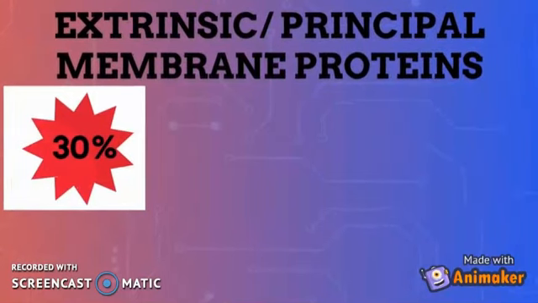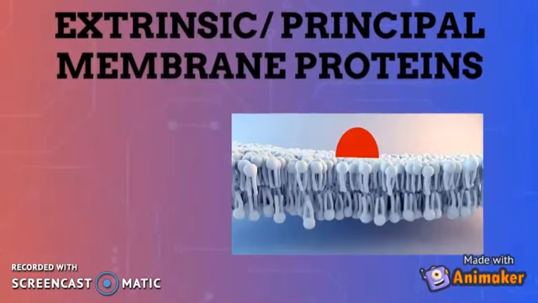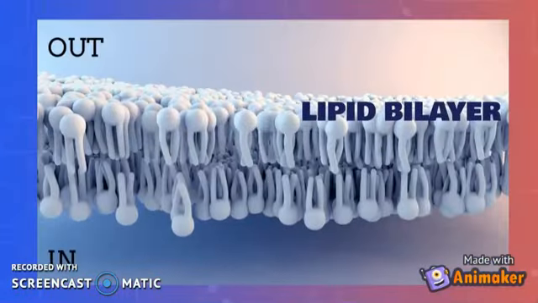The extrinsic or principal membrane protein constitute 30% of the membrane proteins. They are found on the surface of the membrane and do not penetrate the membrane. They form electrostatic or hydrogen bonding with the polar portions of the intrinsic protein or the polar components of the cell membrane. Now, let us see how the proteins are attached to the membrane.